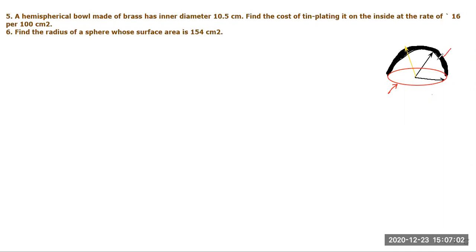This is the thickness. Here thickness is not used. But suppose thickness is given, you can write thickness is equal to RO minus RI. Right? Here thickness is not important. Only the internal radius is given, that is 10.5 centimeter. We want to find the cost of tin plating it from inside at the rate of, I think, rupees 16 per 100 centimeter square. So 100 centimeter square costs rupees 16. Once we know the surface area, we will simply multiply by 16 over 100 into that surface area. So we want to find the inner surface area.